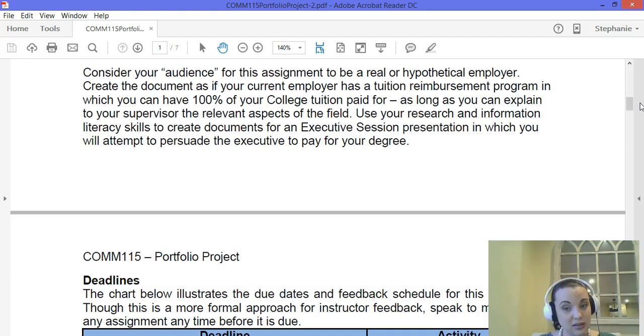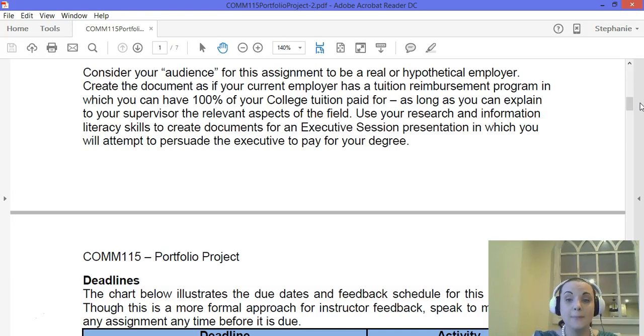The catch is this. First, you have to explain to this employer why your field is important, the different aspects of your field, such as working environment, salary, what kind of education you need to enter this field, the things you can do with this field, and so much more. And basically why they should pay for your tuition. You're persuading them to pay for your tuition by talking about all the different aspects of your field and why it's important. Okay? So that's basically what we're doing.